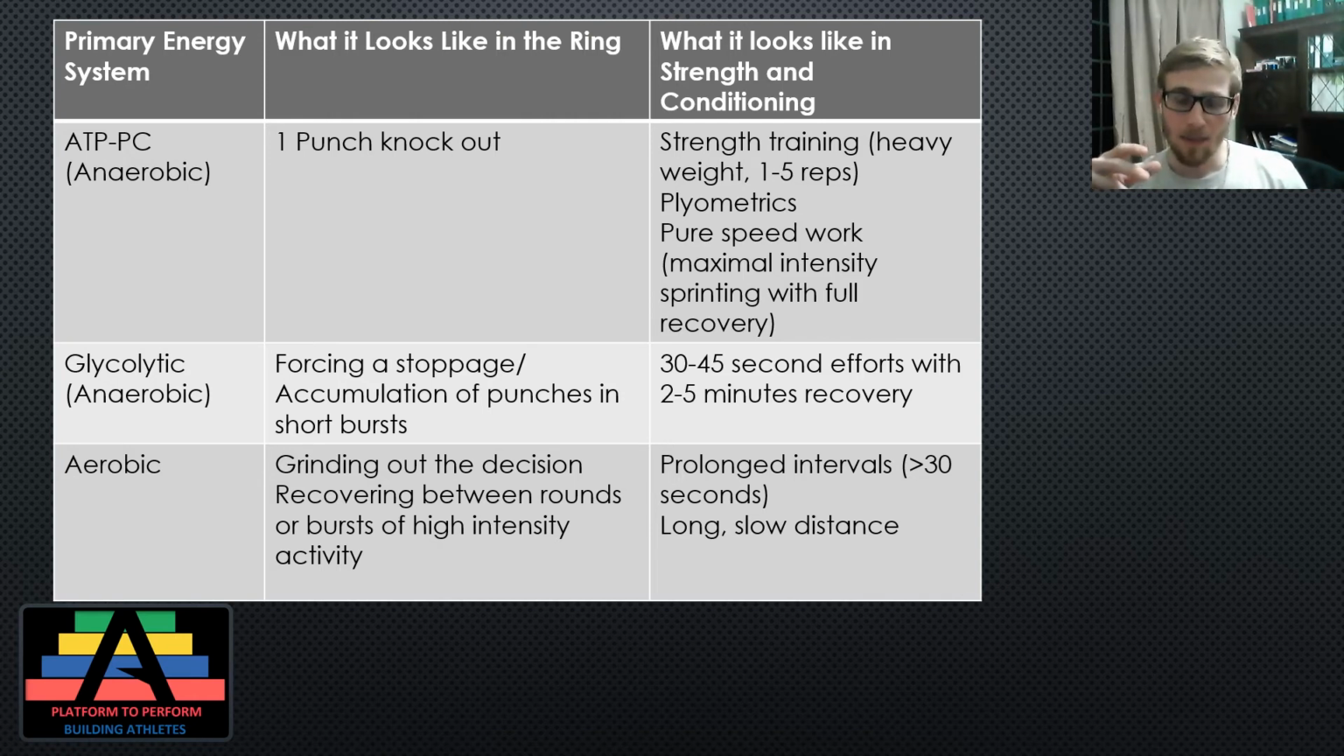So ATP-PC, we know it works in the first 10 seconds of exercise. So that's going to be our one punch knockout. That's going to be our strength training, where we're lifting heavy weight for 1 to 5 reps. Plyometrics, so explosive type jumping work.